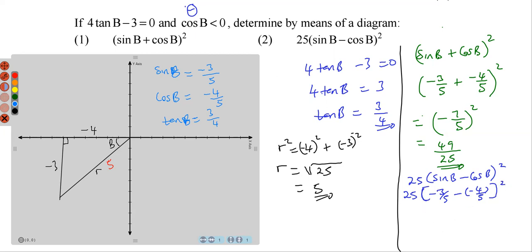So here, it's more like we are saying 25 and bracket negative, because we have the same base here. Negative and negative is going to be plus, so it's negative 3 plus 4, which is going to be 1. So it's going to be positive 1 over 5, and then we square that. It means that it is 25 times 1 over 25, which is going to give us 1.